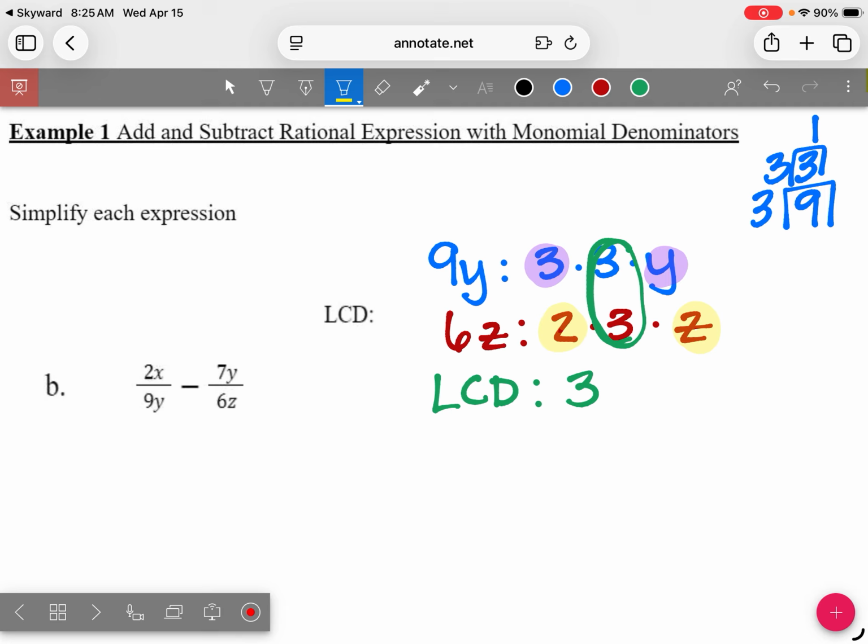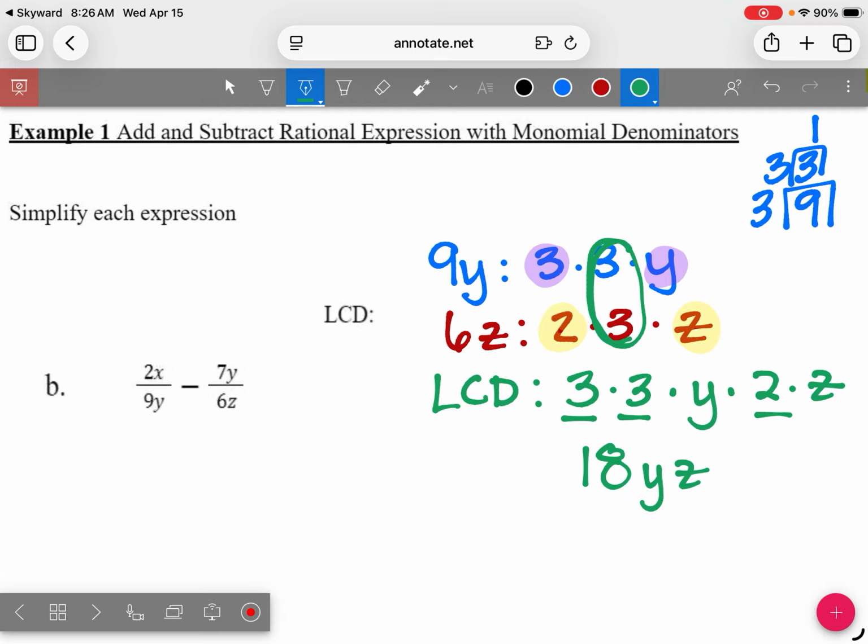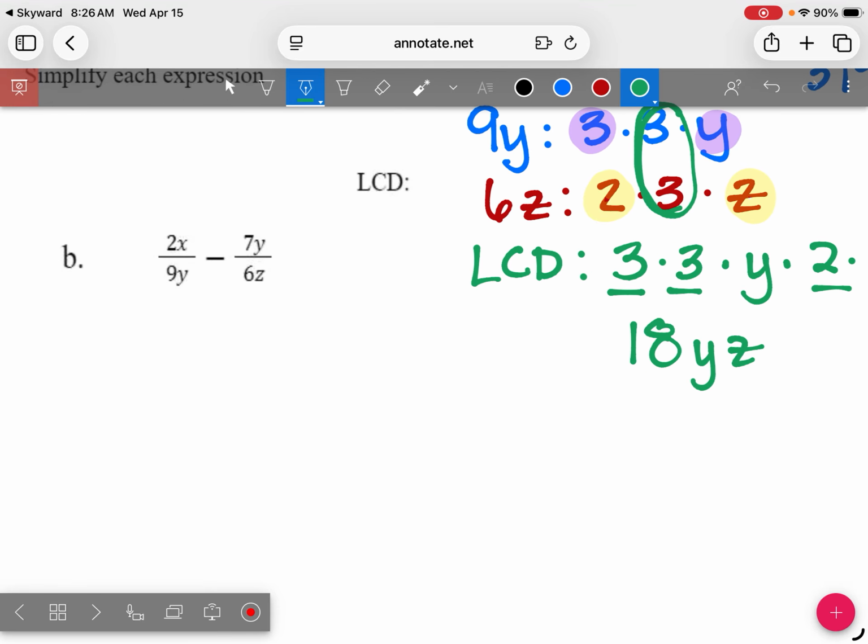So I'm going to add to my pot a 3 and a y, a 2 and a z. So let's multiply these together. What's 3 times 3 times 2? Multiply your numbers. 3 times 3 times 2 is 18. And then y, z. That's my LCD. That's what my denominator is going to change to.